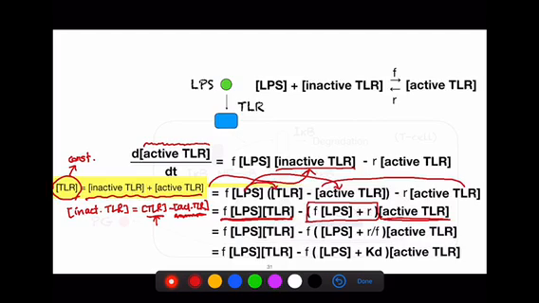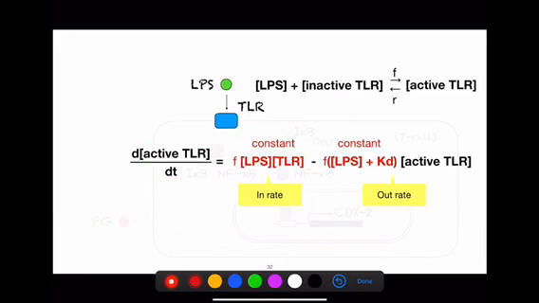Now, if you want to manipulate a little bit further, you can take out the F. Then you'd have to divide R with F, and you get to have this. And now, R over F is KD. So finally, you get to arrive at this equation. Let's think about this equation.